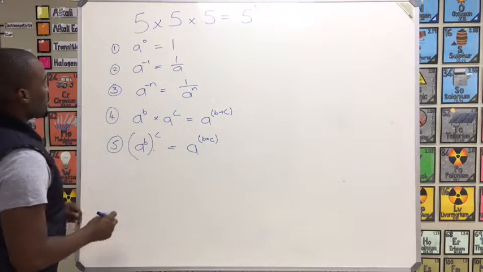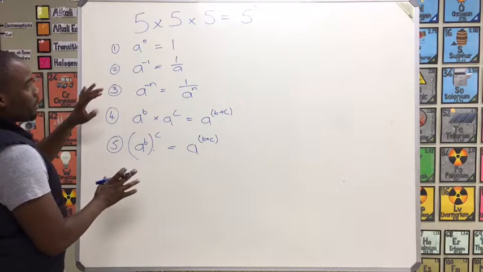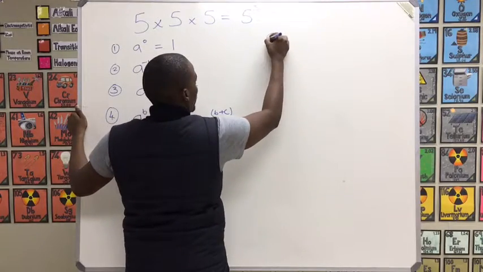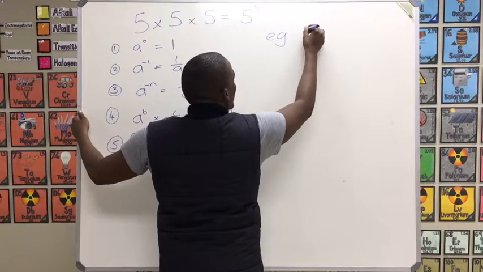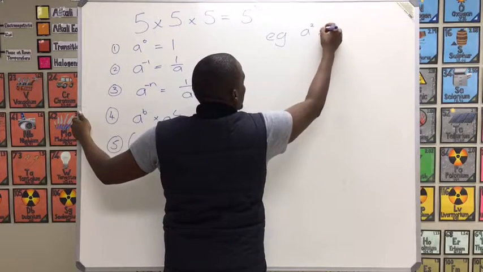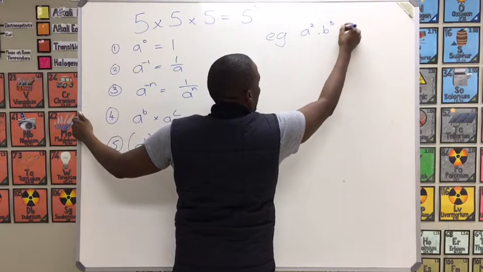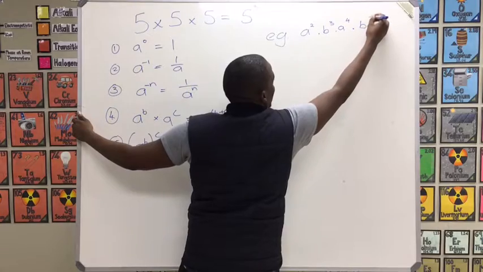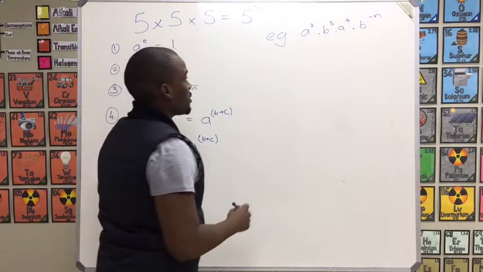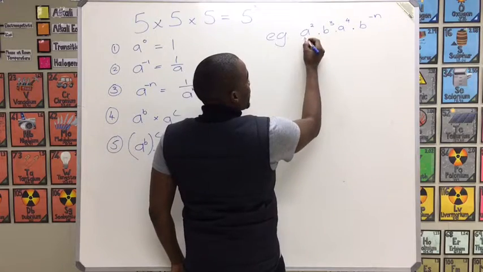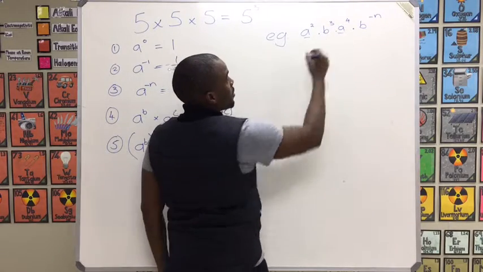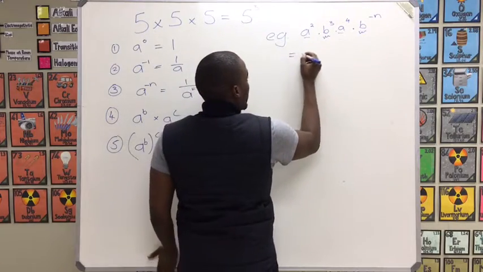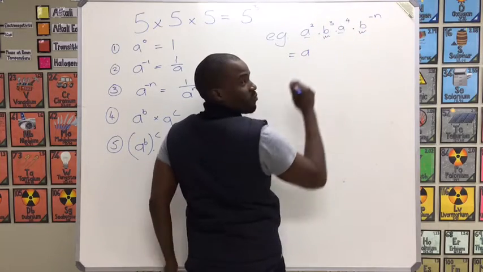And then let's look at what happens if I put a few of these together. Say I had a to the power of 2 times b to the power of 3 times a to the power of 4 times b to the power of -n, for example. In this case, this base and that base are the same, and this base and that base are the same, so I can add the exponents together. Then I get a to the power of 2 plus 4, which is 6.